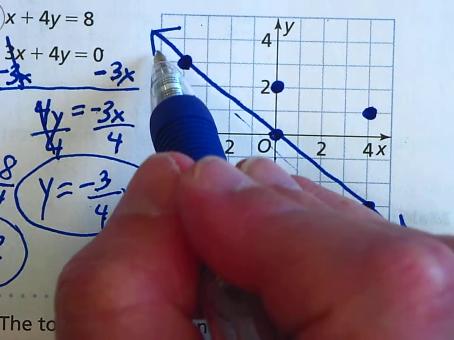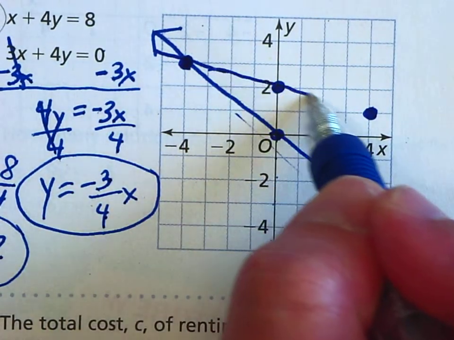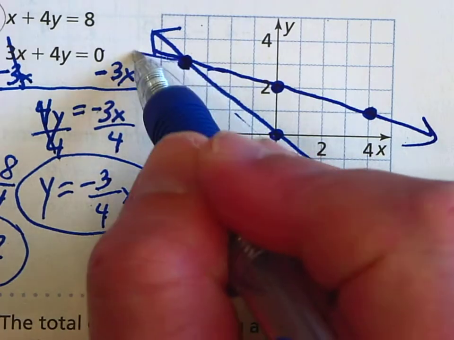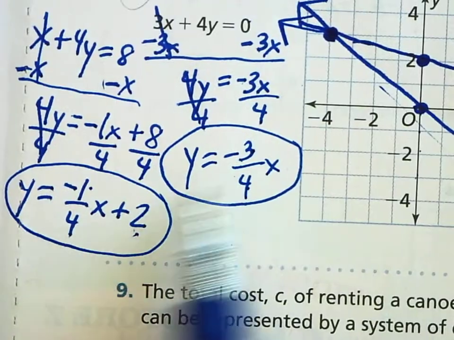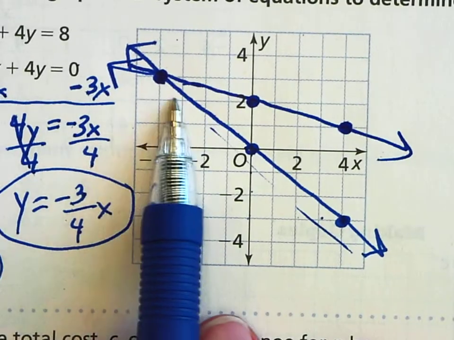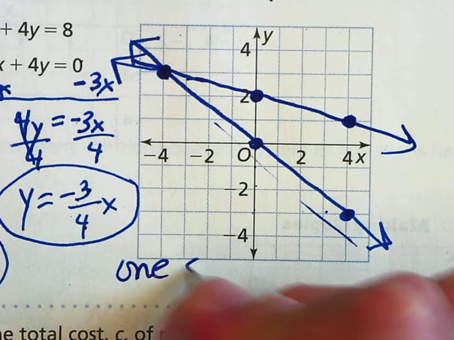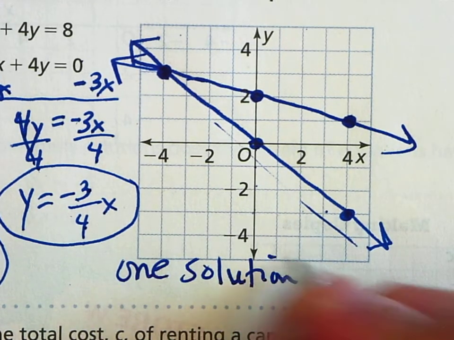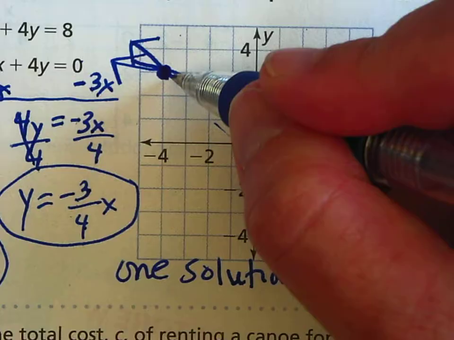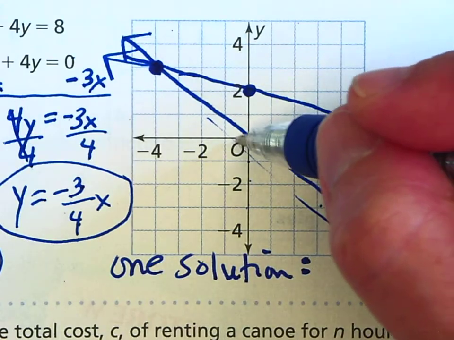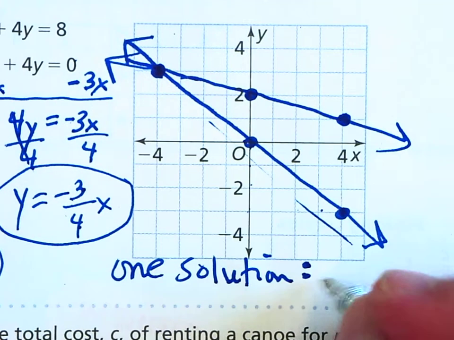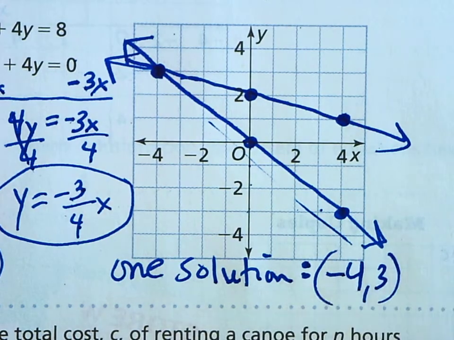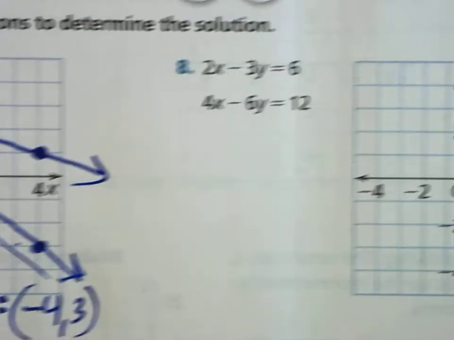And there is where those two lines intersect. I knew that my lines were going to intersect because my slopes were different, and now I just need to name that ordered pair. This is one solution, and the point where my two lines are intersecting is my solution, so I have to name it. -4, 3.